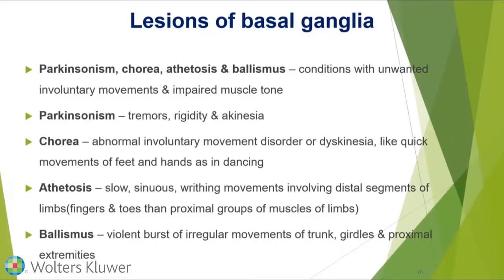Parkinsonism is characterized by rigidity, tremors, and akinesia. Kinesia refers to movement; akinesia means slowed down movements. Chorea is characterized by abnormal involuntary movement disorder or dyskinesia, like quick movements of feet and hands as in dancing, but abnormal movements. Athetosis is slow, sinuous, writhing movements.